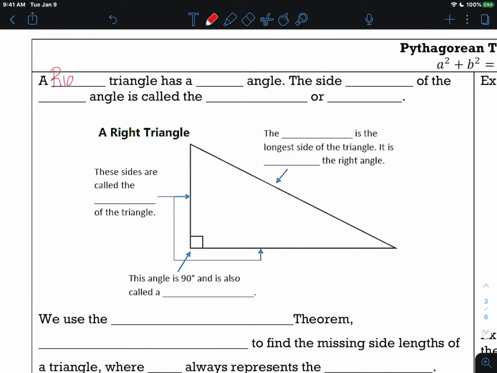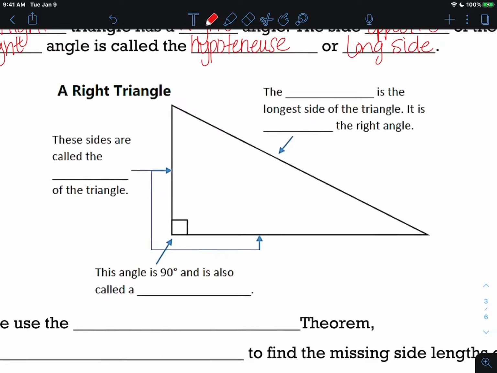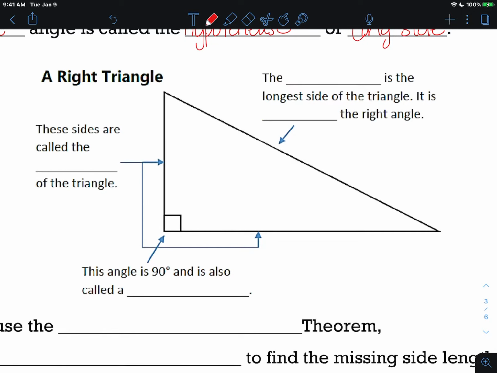So a right triangle has what's called a right angle. The side opposite the right angle is called the hypotenuse, or sometimes just called the longer side. So let's take a look at this picture and let's identify those pieces.